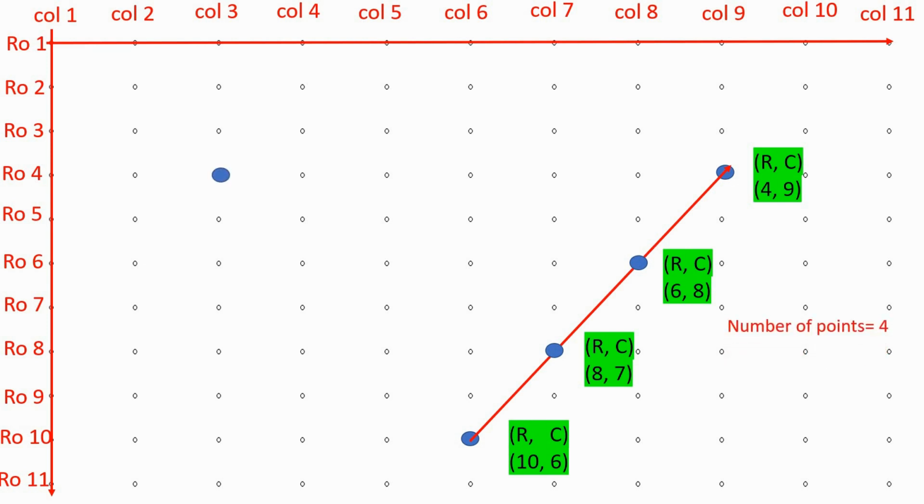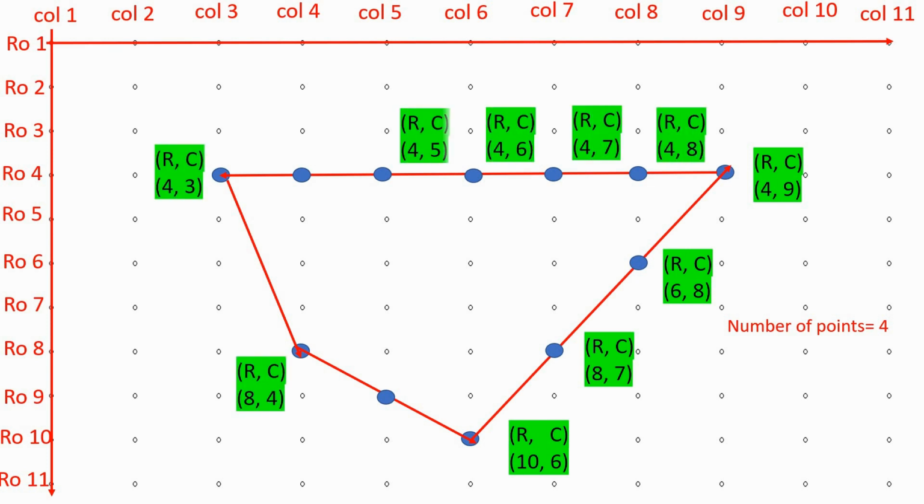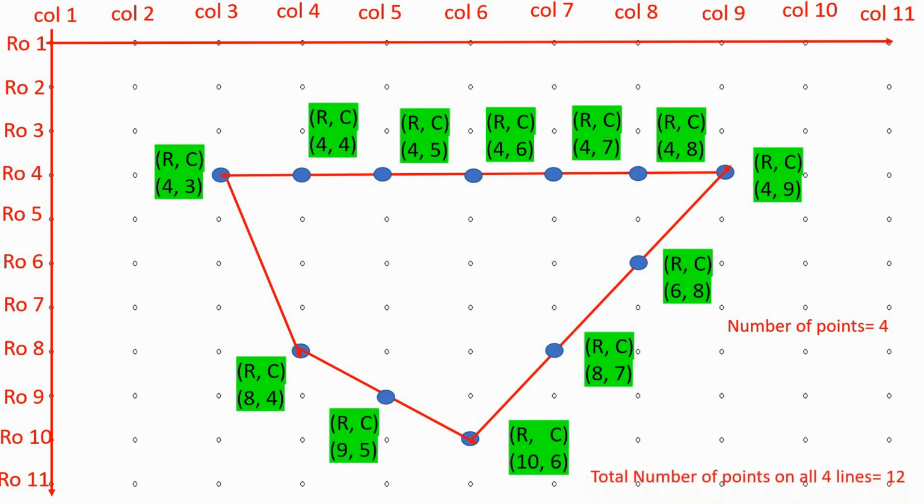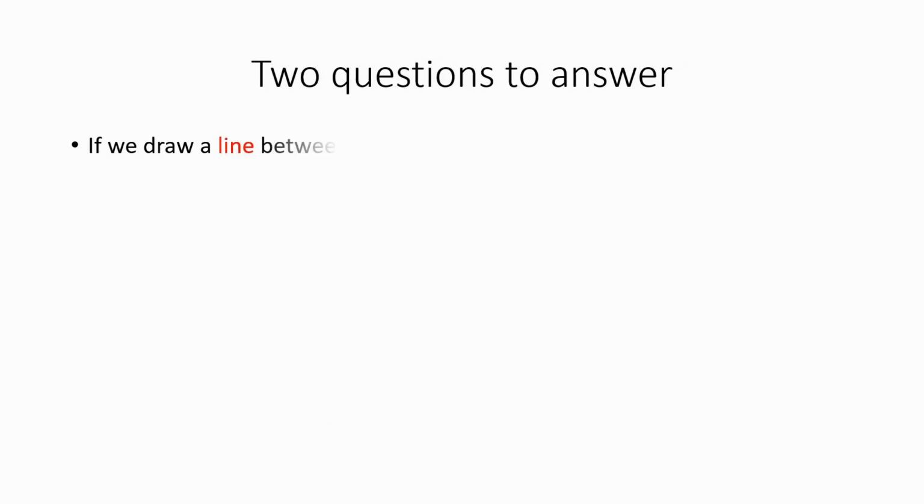Now if, for example, we have another point here and we want to continue the line to this third point, and then we have another point, we connect that point to the next point and then back to the first point. And then if you see, there are other points through which our line passes, and the indices of all those points are given in the slide, and now the number of points becomes 12 on all those 4 lines.